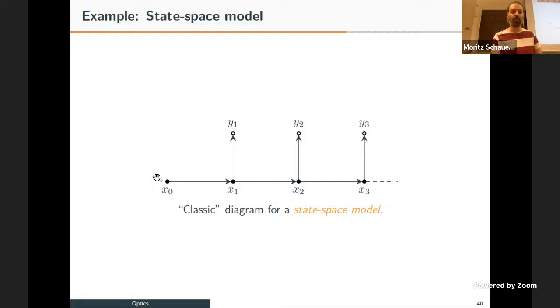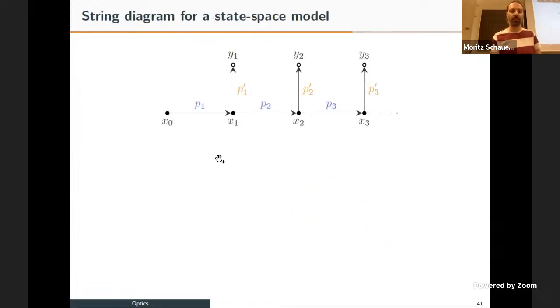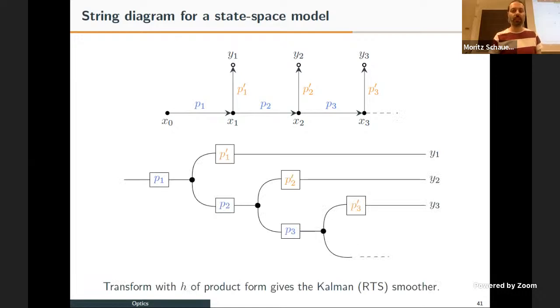So let's go through this example. Classically, the Kalman filter is related to a state space model, where you have a given starting state, a latent Markov process evolving discretely in time, and emitting observations y1, y2, y3. Now we can reformulate this as a string diagram. We have these transitions, and I'm calling the transitions of the latent process P1, P2, P3, and the transitions from the latent to the observables P'1, P'2, P'3. If you now use the copy kernel generously, then you can write down the transition of the starting state x0 into the joint measure of the observations.